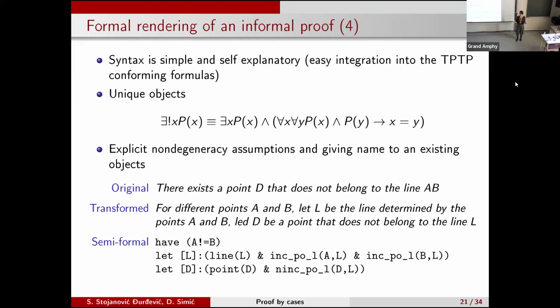And also, proofs often contain sentences like point D does not belong to the line AB. So what does that mean? What is AB? If we are explicitly mentioning line AB, we know that this means that for different points A and B, we need to have a line that is determined by those 2 points.